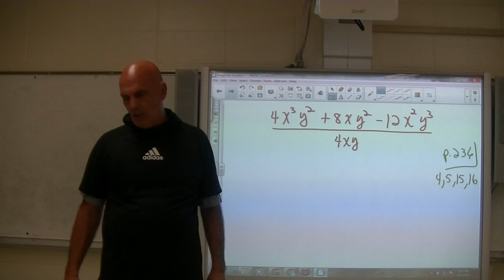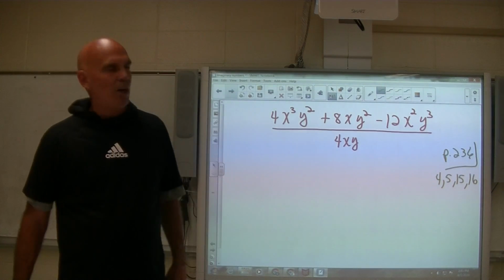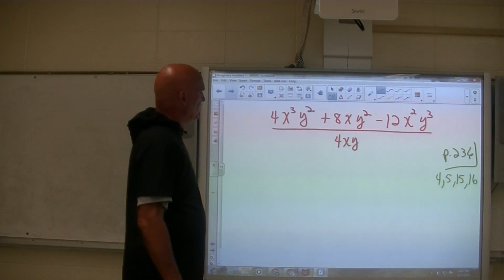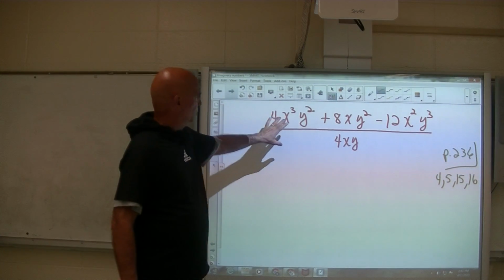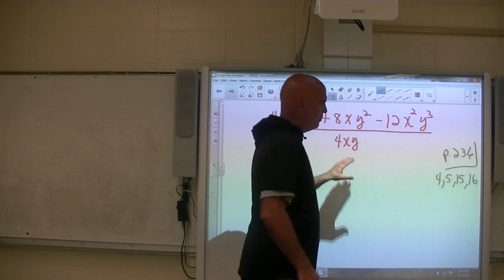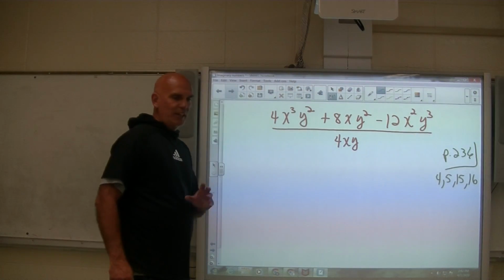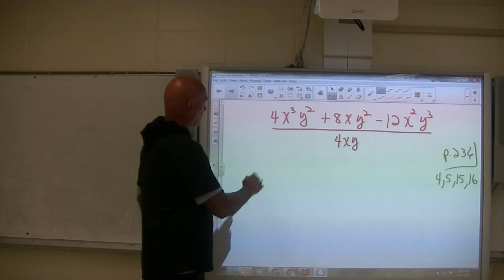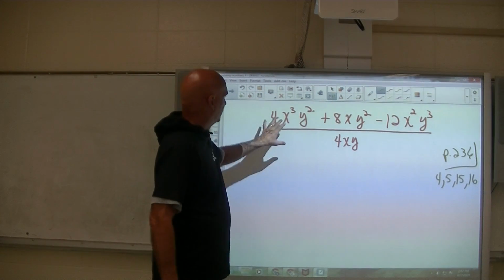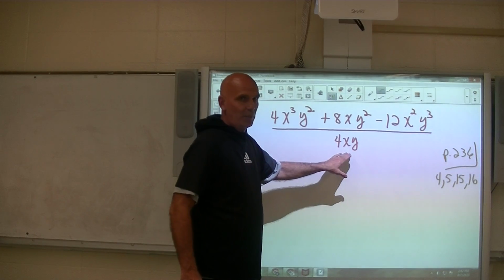Moving back to a section that we skipped a while back, it's on dividing polynomials. And I've got just 4 homework problems for tonight, but it involves dividing polynomials. When you have an expression like this, all of it divided by this, you're just basically dividing each term. Each of these terms is being divided by 4xy. And so it's a fairly simple procedure in the sense of 4x cubed y squared divided by this.